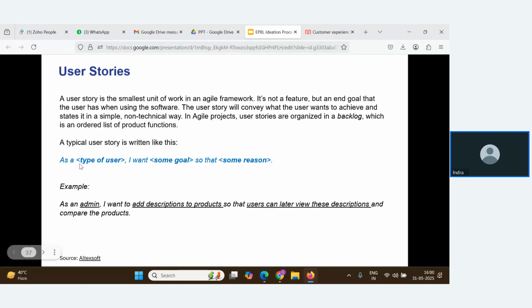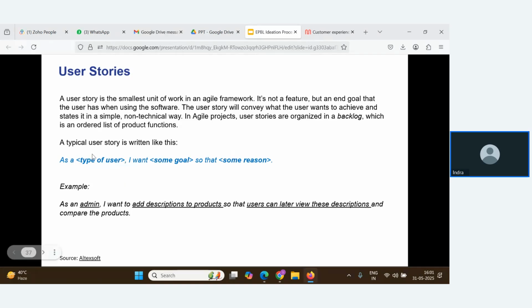You can see it is typically written in this structure. As a, in this type of user, you will mention the name of the particular person. I want, his goal, what he wants to achieve, so that, what is the reason behind it. So this is the example, or you can say the formula, to write down the user story.